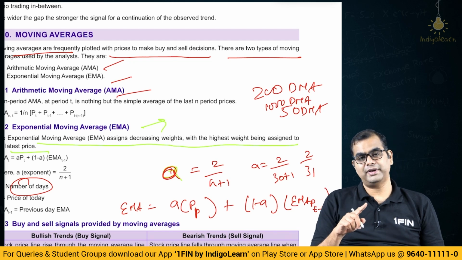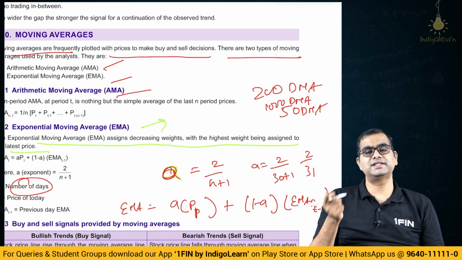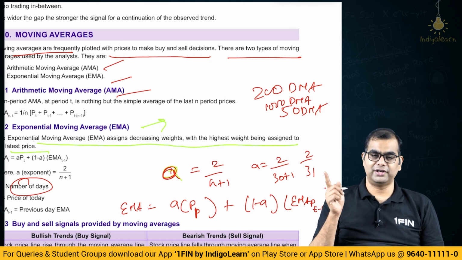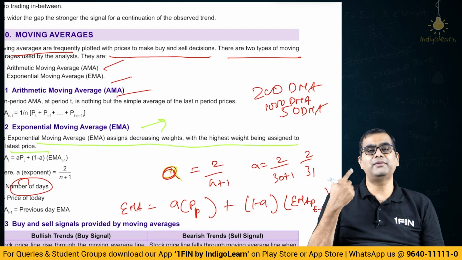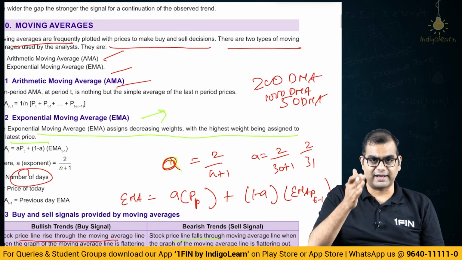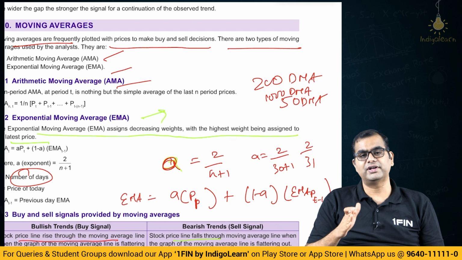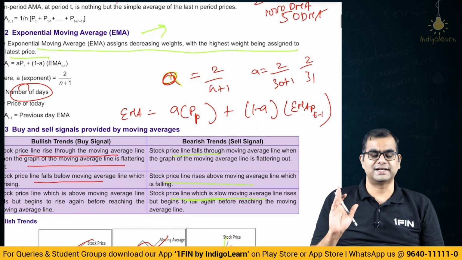So, previous day EMA has higher weightage, current day price has lower weightage. Weightage is in the proportion of the exponent used for current day and 1 minus exponent used for previous day EMA. Like that you compute a moving average. Once you compute the entire moving average, if the stock price is higher or lower than the EMA, then you make decisions like what we discussed earlier, buy and sell decisions.